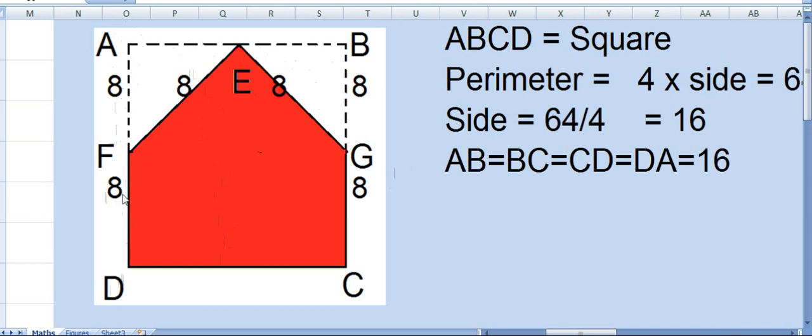So 8, 8, 8. Now what is the perimeter then? 8 plus 8 is 16, plus 8 is 24, plus 8 is 32. 32 plus 16, this is 16, so 32 plus 16 is 48.